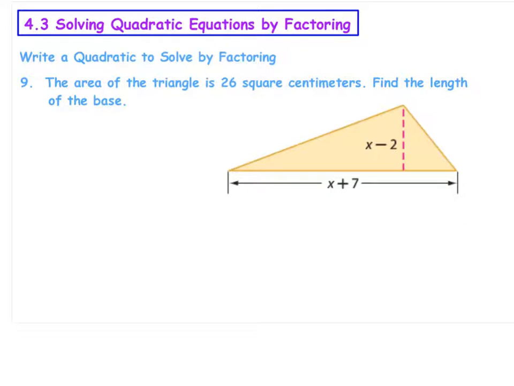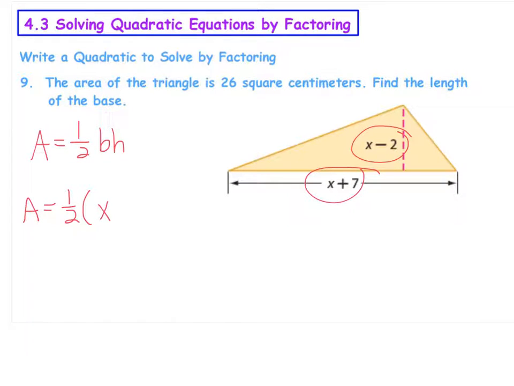Okay, now we're going to apply our knowledge of quadratics to help us solve some problems here. So this says the area of the triangle is 26 square centimeters. Find the length of the base. So we're trying to find this. So first of all, we're talking about area, which we know for a triangle is 1/2 base times height. So this is the base and this is the height. So my area is 1/2 of x plus 7, my base, times x minus 2. You have to have parentheses because the whole thing is the height. This whole thing is the base, not just one piece.